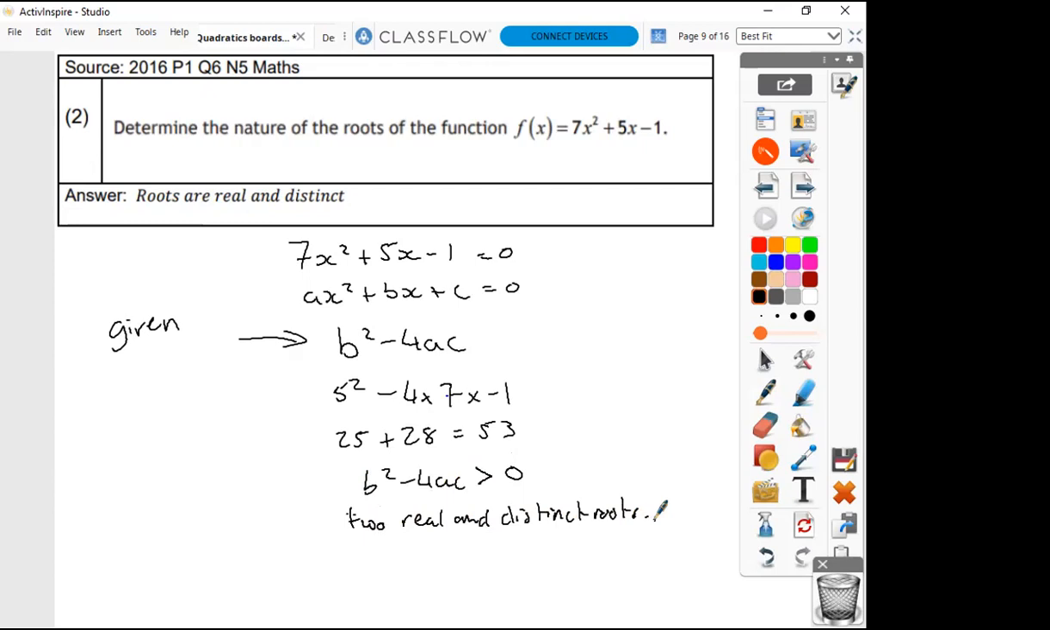So it's quite a nice question. Just need to remember the wording and make sure you put the words real and distinct.